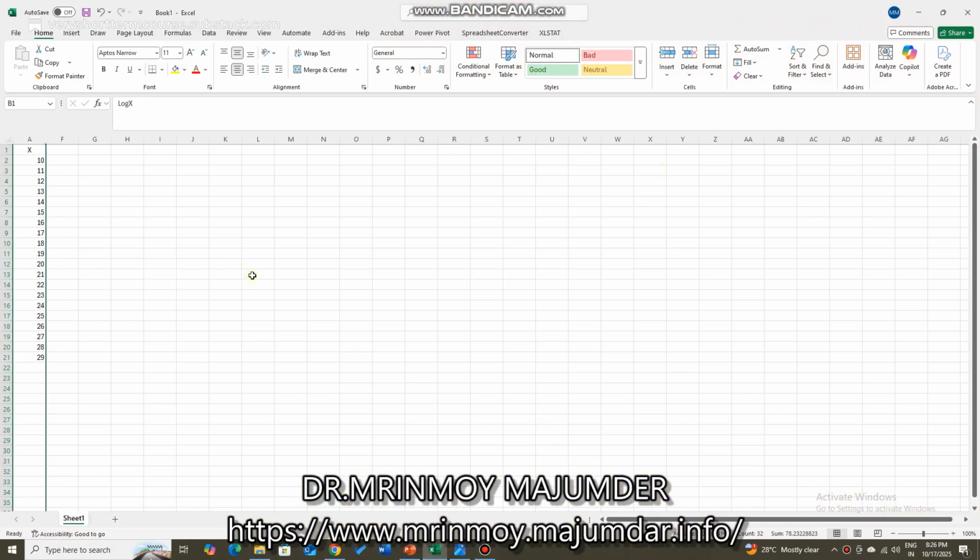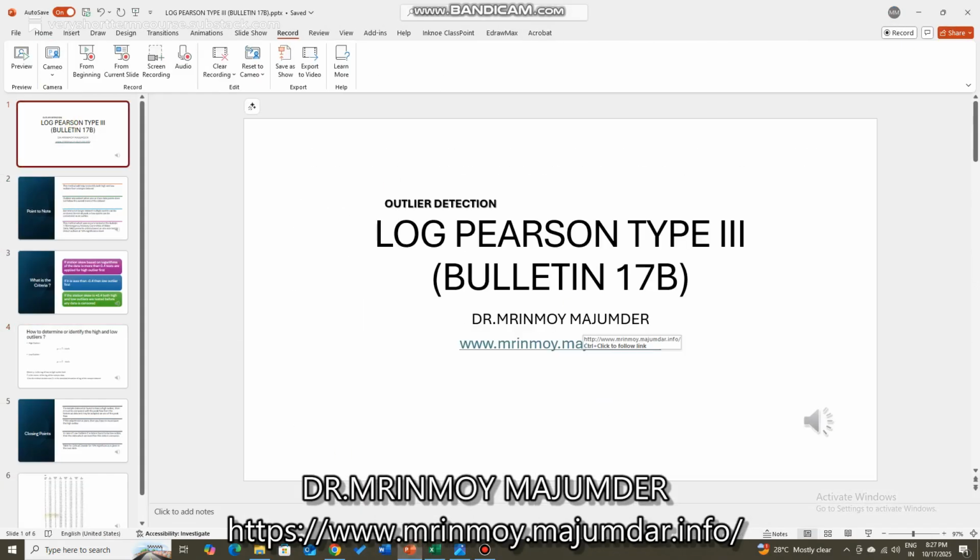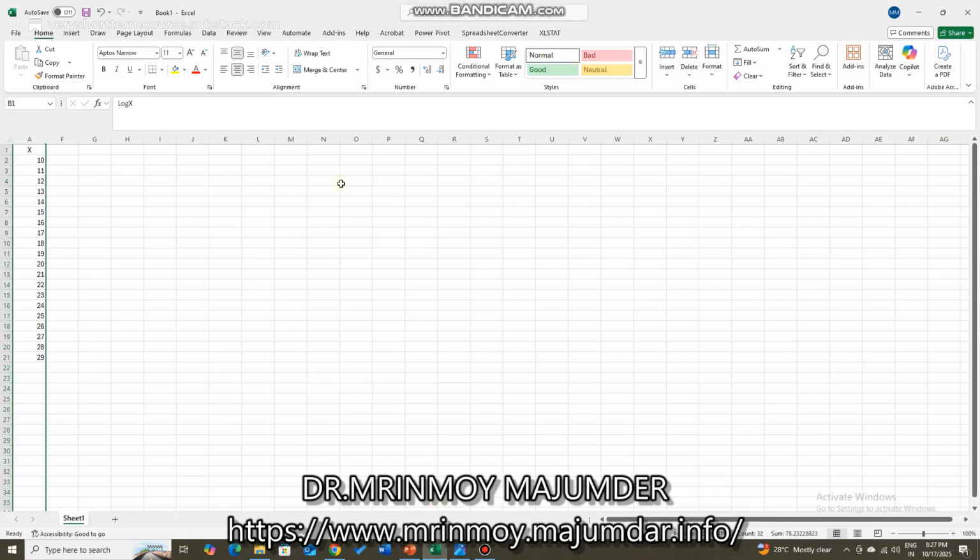Okay, so as I was discussing how to detect outliers with the help of the log Pearson type 3 method as recommended by Bulletin 17B, right? So let us take an example and I will explain how to apply this method to detect the outlier. So suppose this is your data set and you have arranged it from lowest value to the highest value.